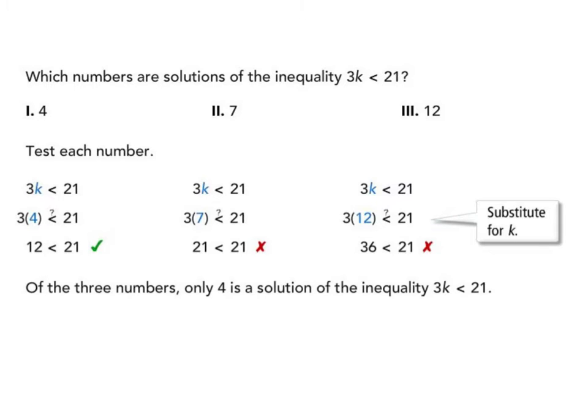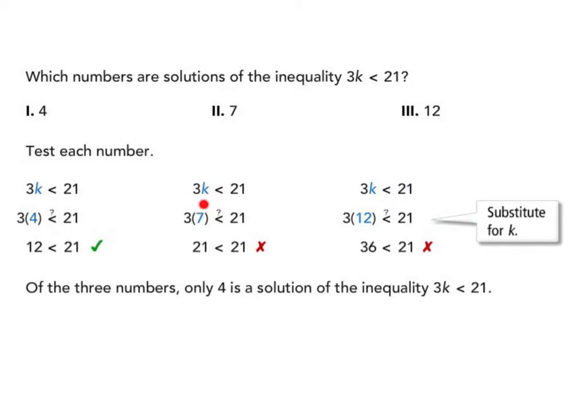Okay, solving. Now, which numbers are solutions of the inequality 3k is less than 21? In other words, which one of these numbers, 4, 7, or 12, when you substitute it for k, because remember 3k is the same as 3 times k, will make this inequality true? So you have to test each number. First they replaced the k with 4: 3 times 4 is 12, and 12 is less than 21, so this works.